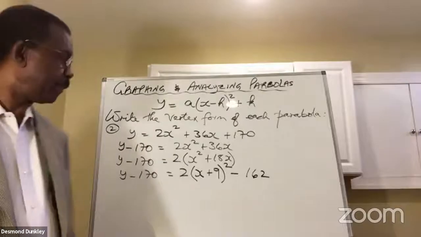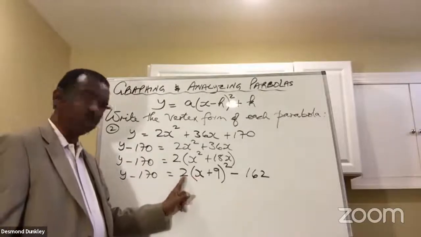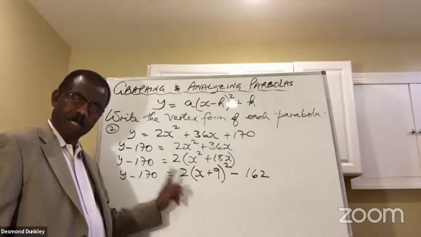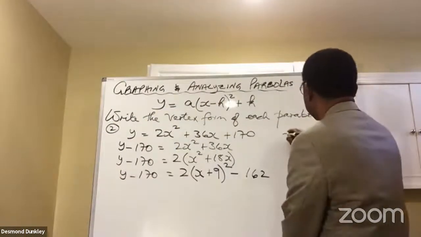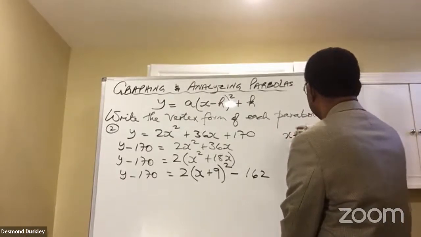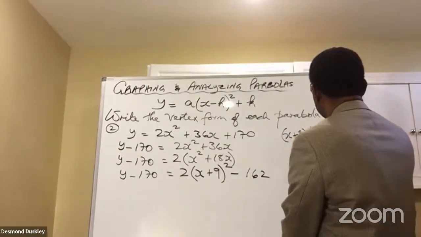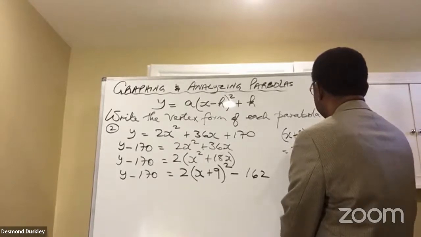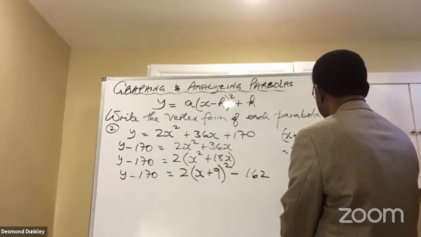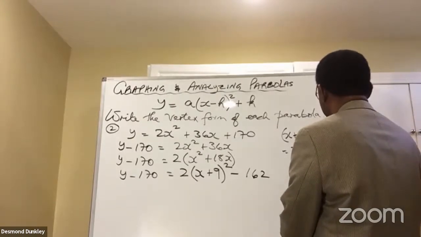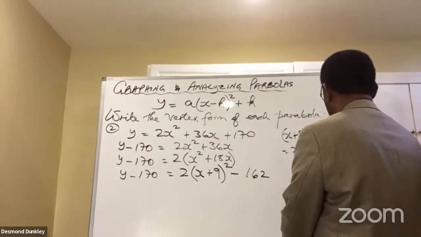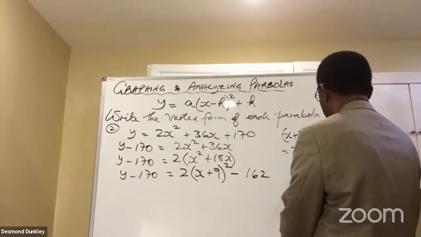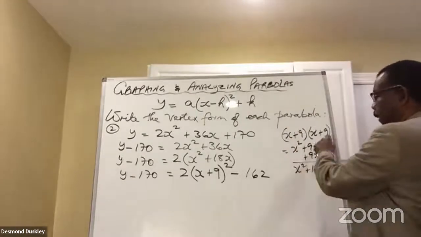Let's do that one more time. When I square this, watch this 2 that is outside. Watch the 2 that's outside. When I square this, I end up with x plus 9 times x plus 9. That's going to give me x squared plus 9x plus 9x plus 81, which is x squared plus 18x plus 81. That's when I multiply these two.